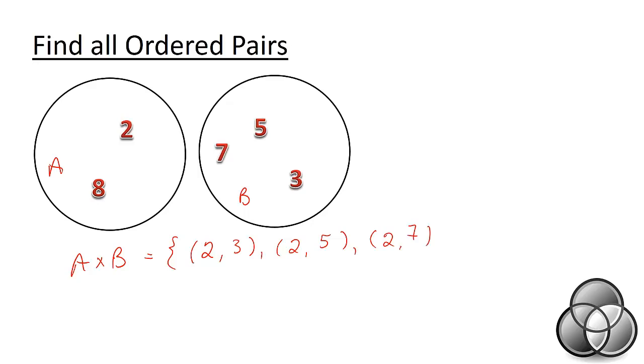These aren't all of the possibilities. We haven't used element 8 from set A yet. So we're going to get 3 more ordered pairs: (8, 3), (8, 5), and (8, 7). So we're going to have 6 ordered pairs all together. Out of curiosity, do you notice anything about the size of set A, the size of set B, and the size of the Cartesian product?